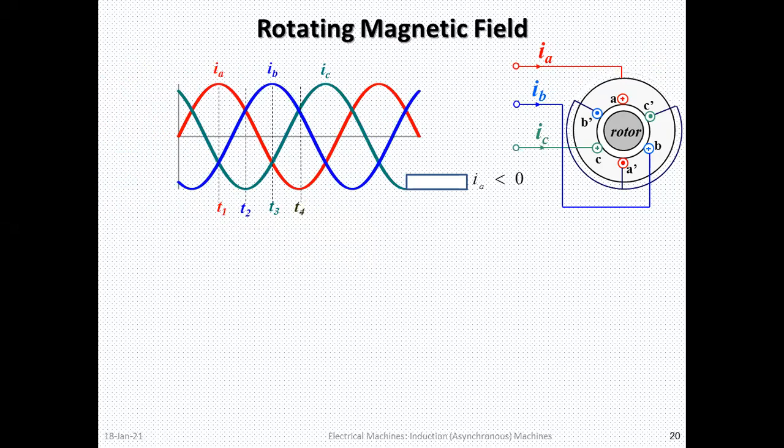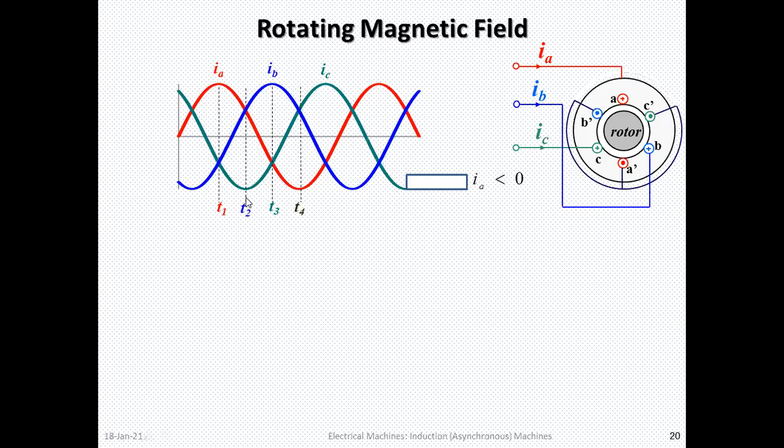So four time intervals are given here, T1, T2, T3 and T4. At this time T1, the current flowing in phase A is positive, and phase B and phase C are both negative. It can be very easily seen that at time T1, the current in phase A is at positive peak, and in phase B and C, it is half of the negative peak.